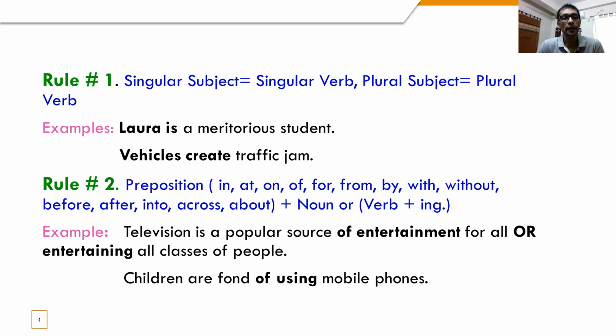Let us now go to the second rule. There are some prepositions used in English, and they can be followed by a noun or verb plus ing. Look at the example. Television is a popular source of entertainment for all classes of people. Either you can say television is a popular source of entertainment, or you can say television is a popular source of entertaining all classes of people. So you can use both forms, that is, the noun or the verb plus ing. Let us go to the next slide.